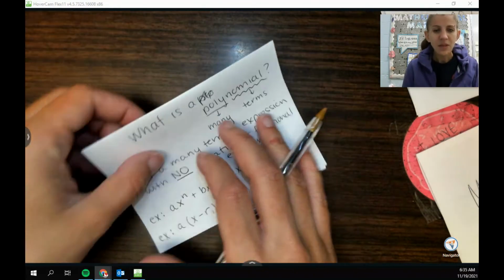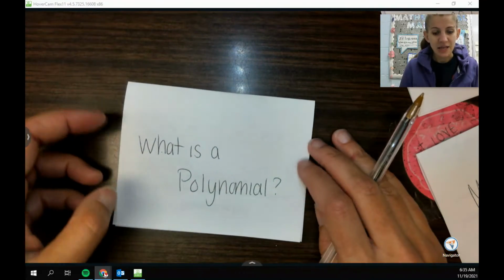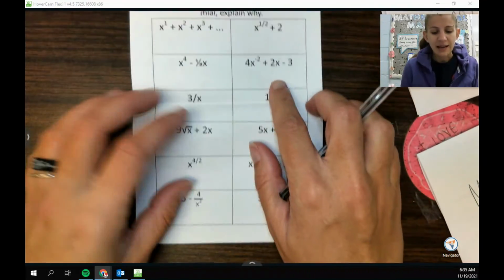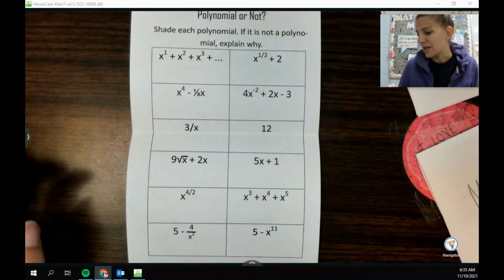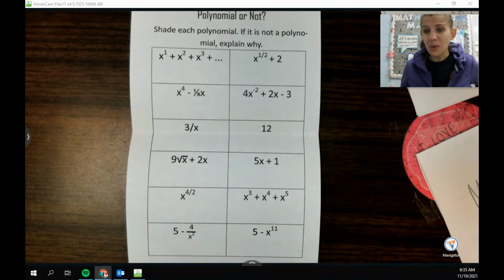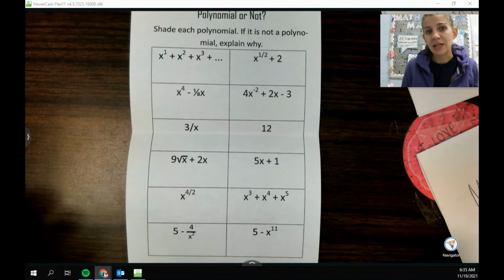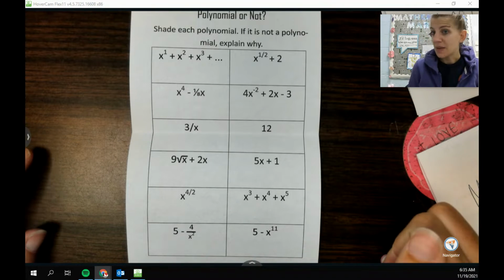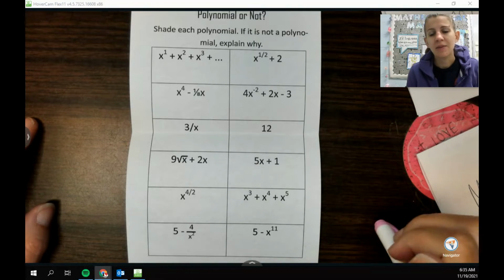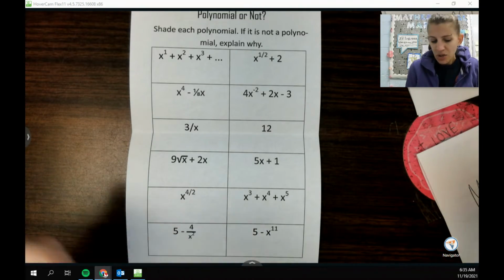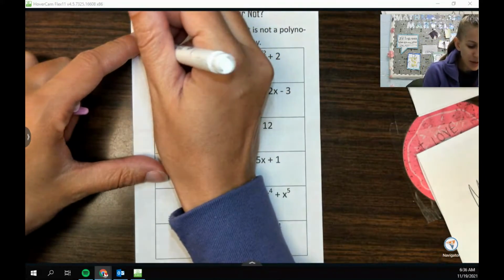So looking at the inside of this now, I would normally have you take a pause and try to pick out the polynomials for yourself, which if you want to do that, you absolutely can. I'm going to go through right now and shade in each polynomial. If something is not a polynomial, I'm not going to shade it in, and I'm going to show you why. So the first one is totally a polynomial.